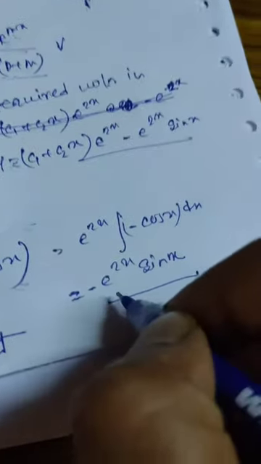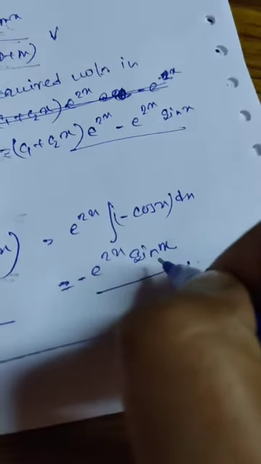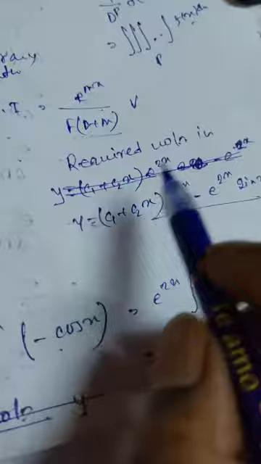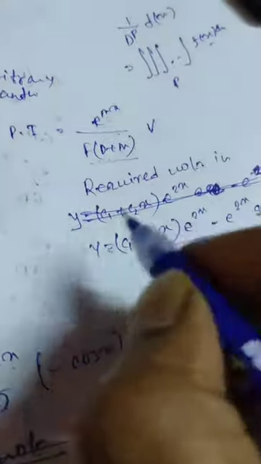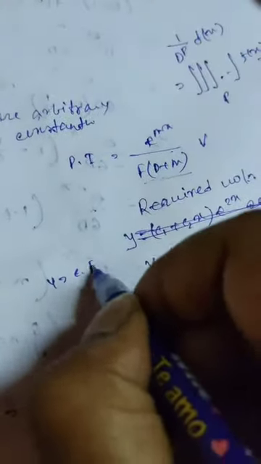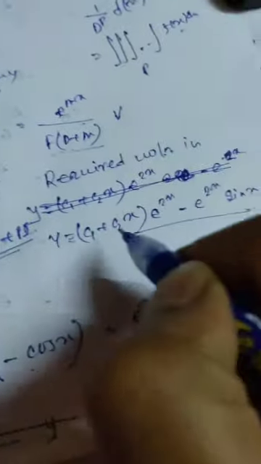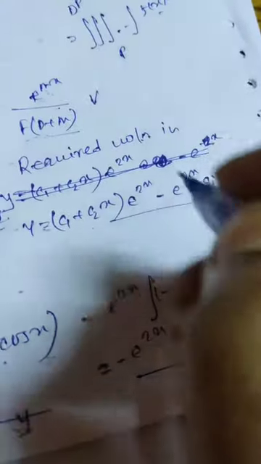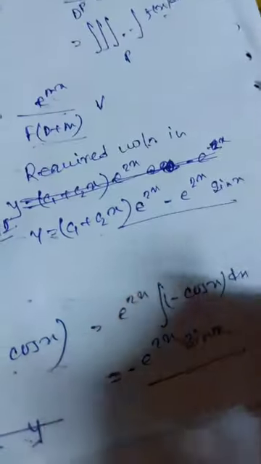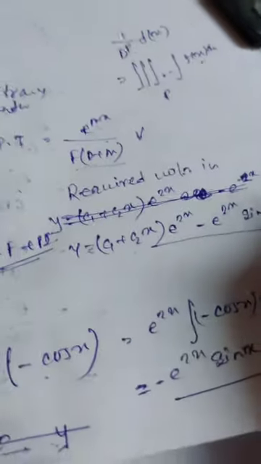So here we will get minus e to the power 2x sin x. So now the required solution, that is y is equal to CF plus PI, that is the complementary function plus particular integral. So that is y is equal to (c1 plus c2 x) e to the power 2x minus e to the power 2x sin x, where c1 and c2 are arbitrary constants.